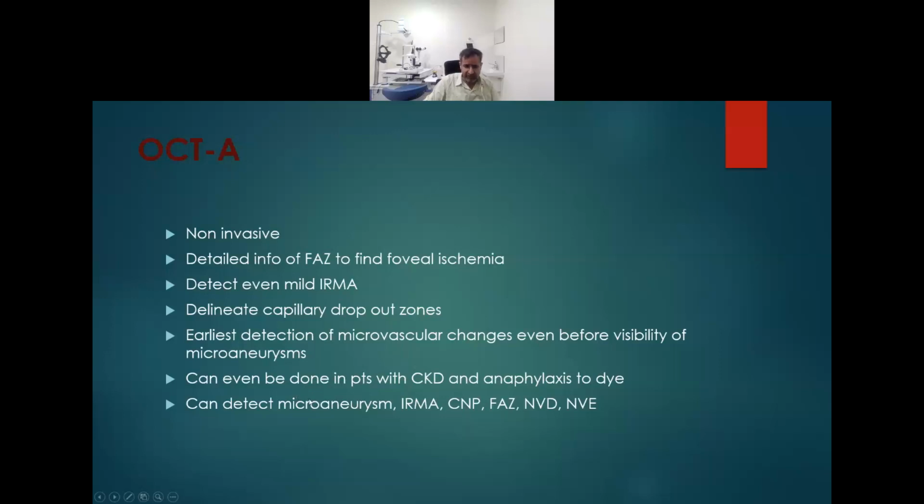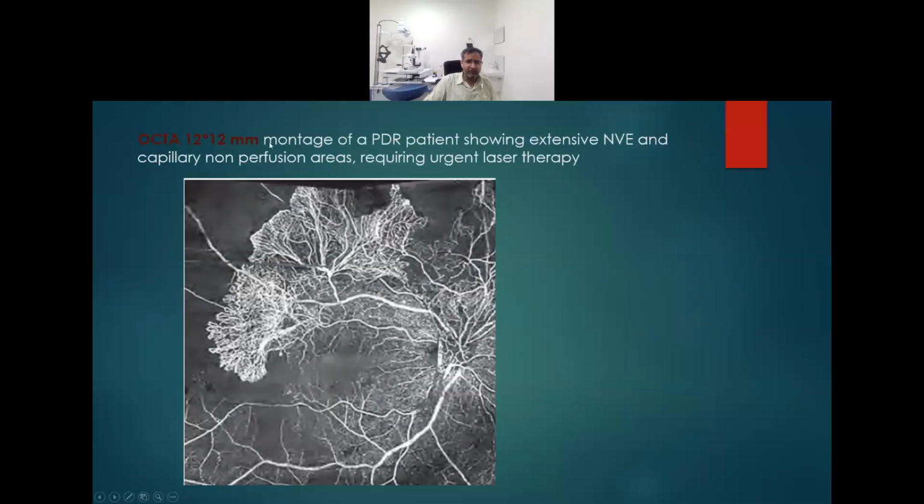The main advantage of OCT angio is that it can be done in patients with CKD and anaphylaxis to the dye. OCT angio can detect microaneurysms, IRMAs, capillary non-perfusion, foveal avascular zone, NVD, and NVE. So this is an example of an OCT angio 12 mm montage of a PDR patient which shows extensive NVE. All these fronds we can see, which require urgent laser therapy over this capillary non-perfused area.